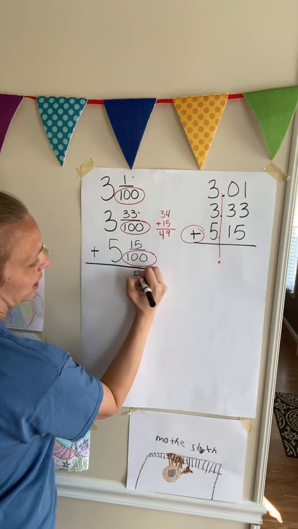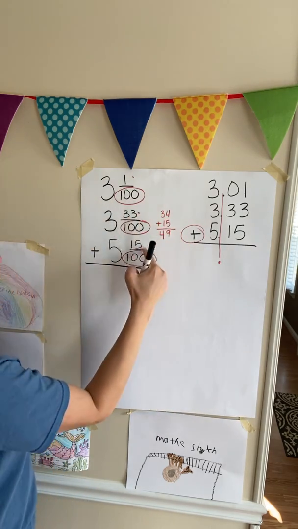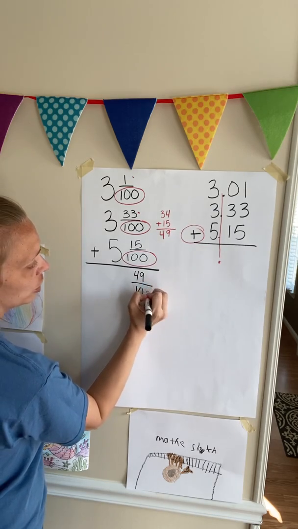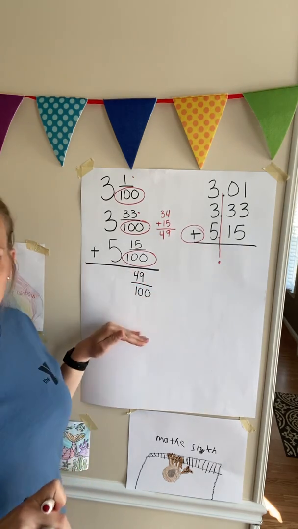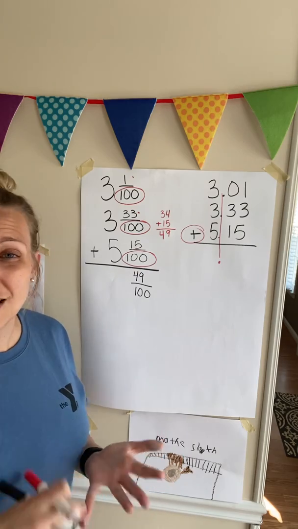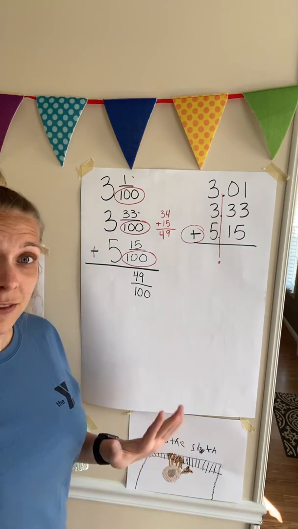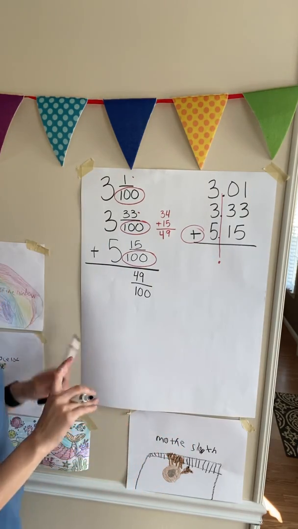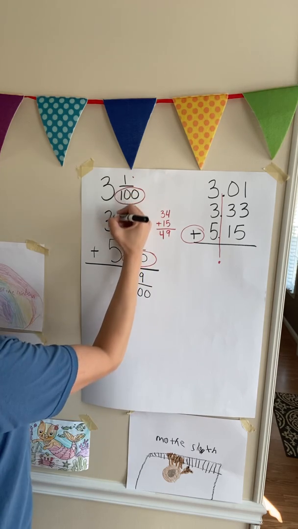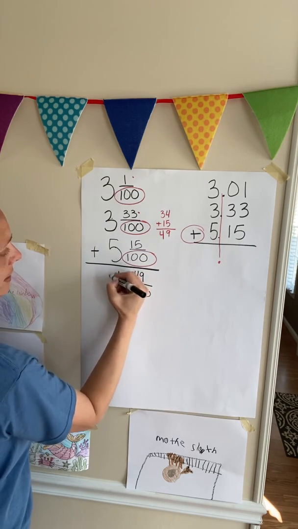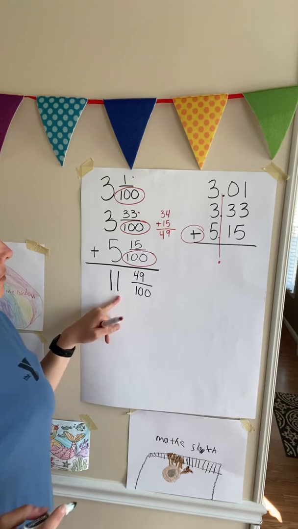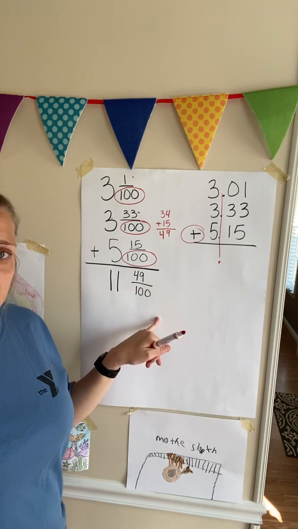That would give me 49 for the numerator. My denominator would stay the same. It would be 100. It's a perfectly normal, acceptable fraction. It's not improper, so I'm going to leave it the way it is, and I'm going to come over to my whole numbers and add those. 3 plus 3 is 6, plus 5 is 11. So that would have told me that I ran 11 and 49 hundredths of a mile.